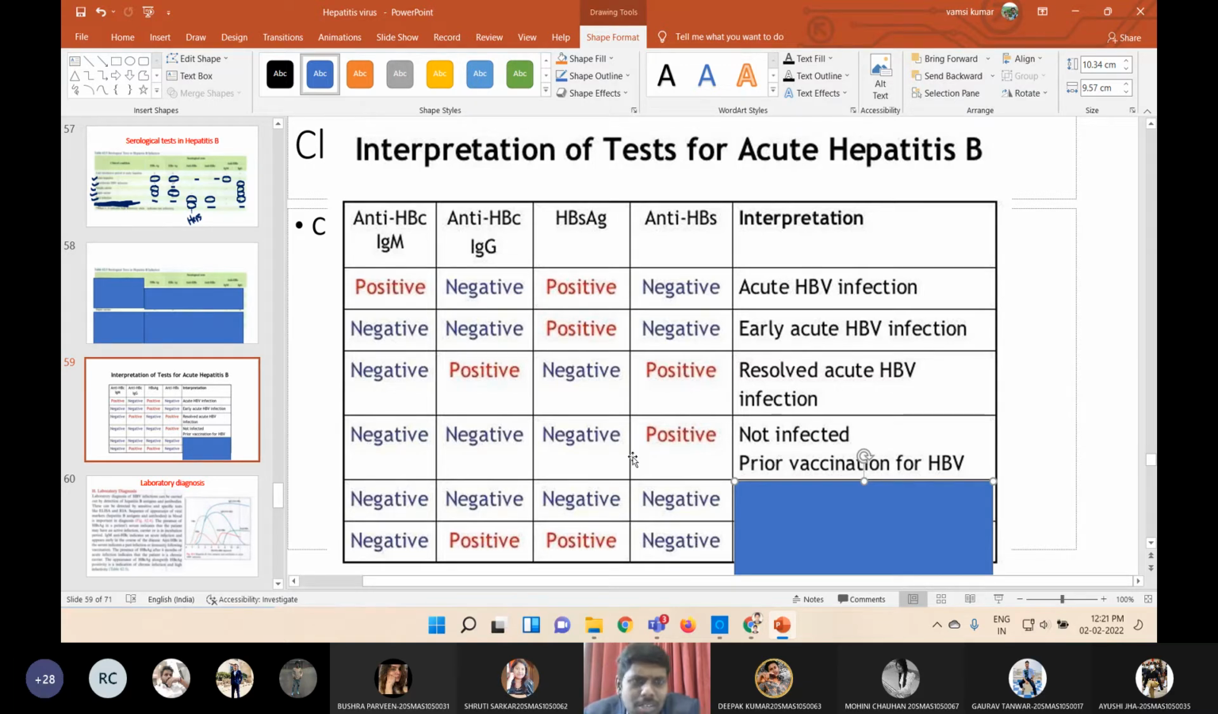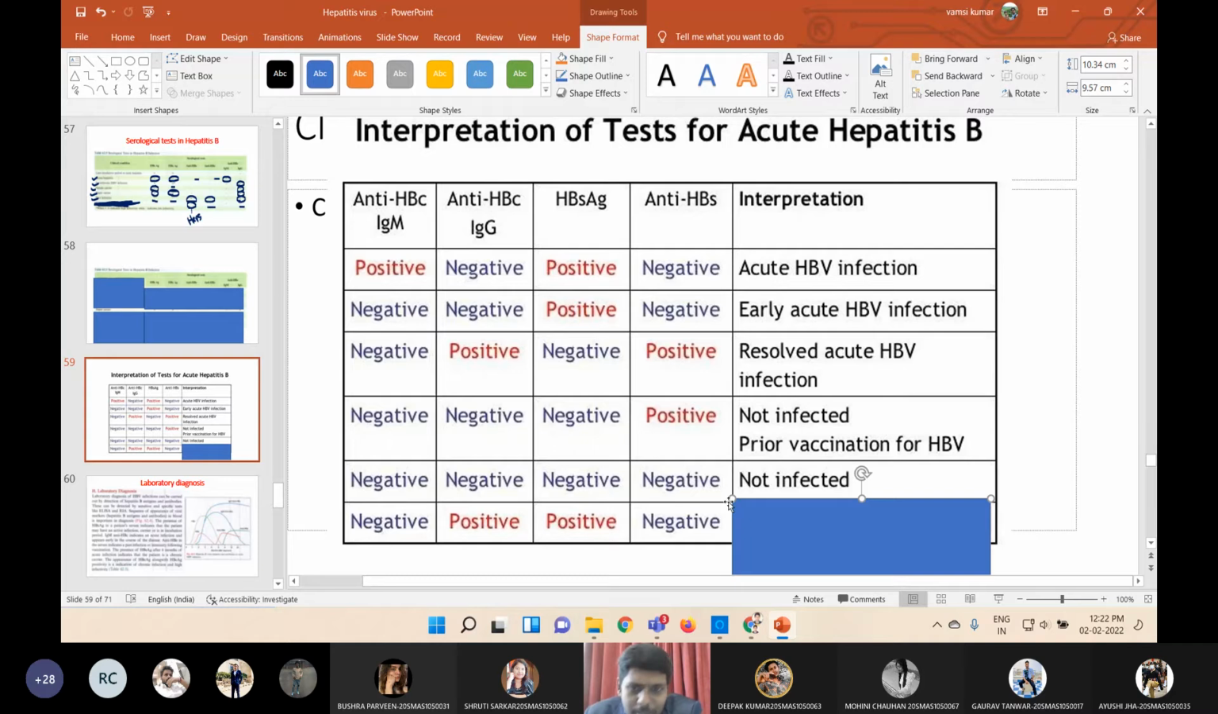Then what is this last one? Not at all infected. If he is not infected, then everything will be zero. Negative, negative, negative. That means he didn't even take the vaccine, it seems. So a no-vaccine candidate will be like this.